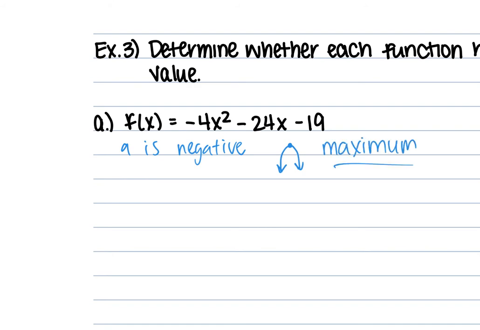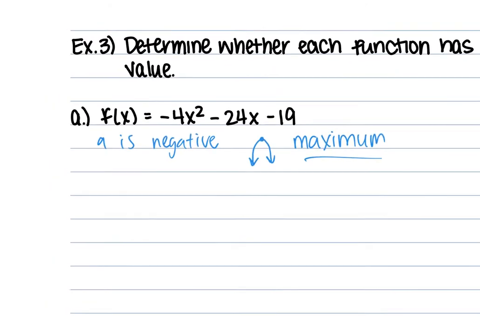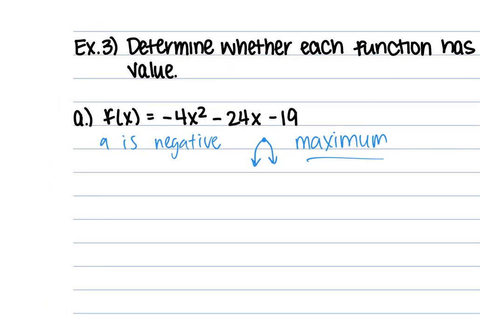So these questions were asking us whether it's a max or a min, and then we're going to find that value, okay? We're going to do this step for all three of them, and then we'll find the actual value, okay? So this one was A is negative, so it's an upside down parabola, so we have a maximum. We good there? Any questions on that?